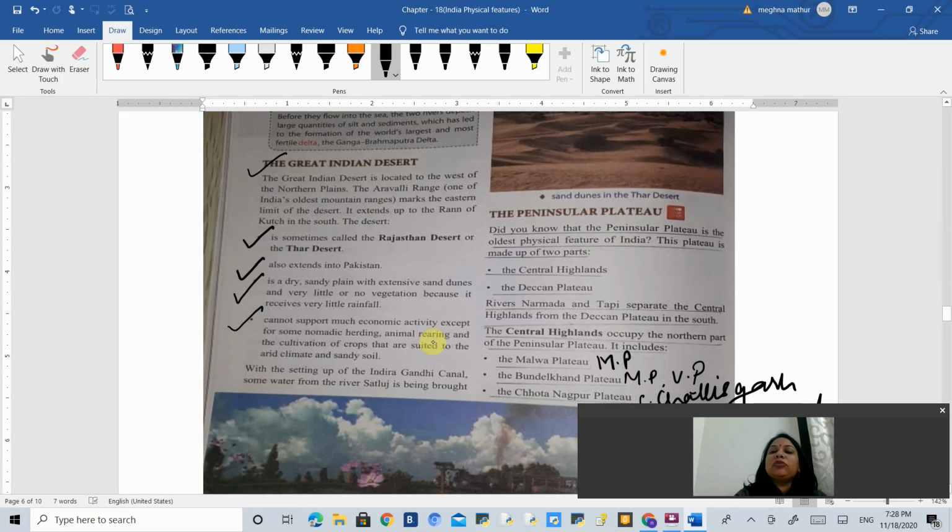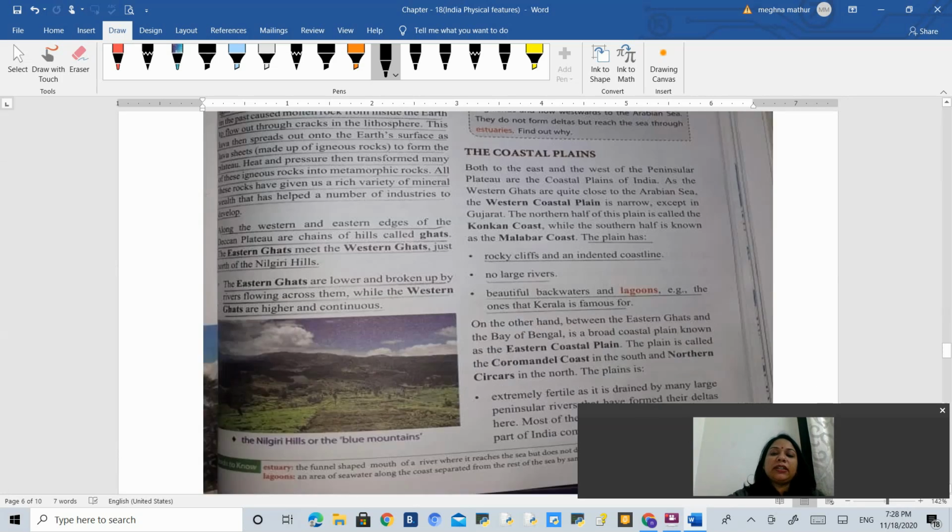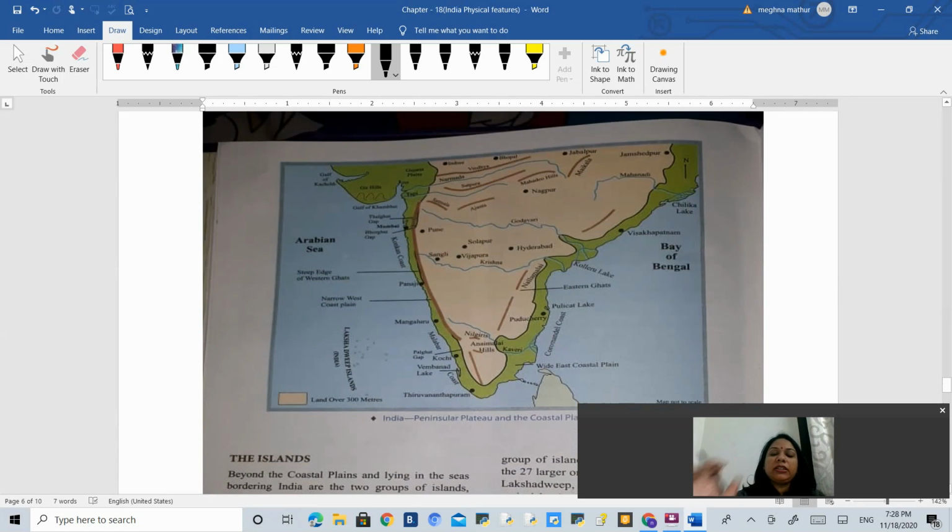Then we have the Peninsular Plateau. To understand the Peninsular Plateau, look at this diagram. You can see this is the lower part of India, and this is called a plateau. Why? A plateau here is an area which is covered with water from three sides. Here we have the Arabian Sea, here we have the Bay of Bengal, and here we have the Indian Ocean. That is why this area is called a plateau.